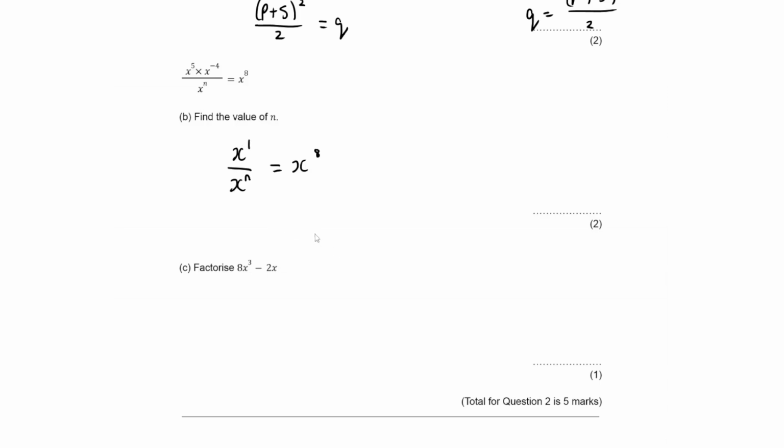Then I'm going to divide, which means subtracting the powers. So I've got x to the power of 1 minus n is equal to x to the power of 8. Now I can just compare the powers. So technically, 1 minus n gives me 8. And you can just rearrange this. That would give you n is minus 7, negative 7.